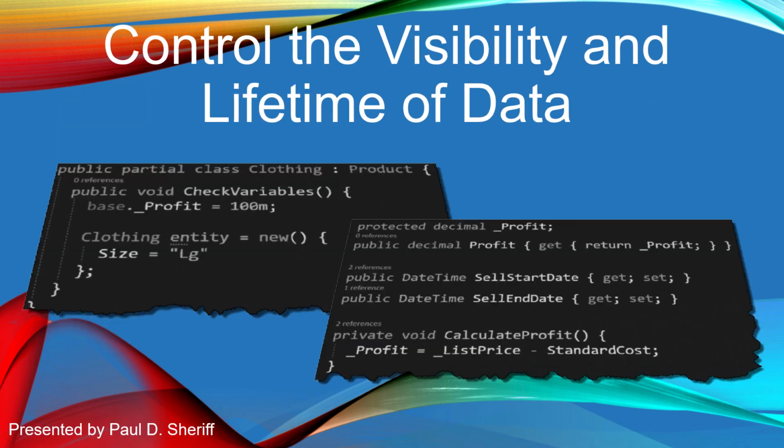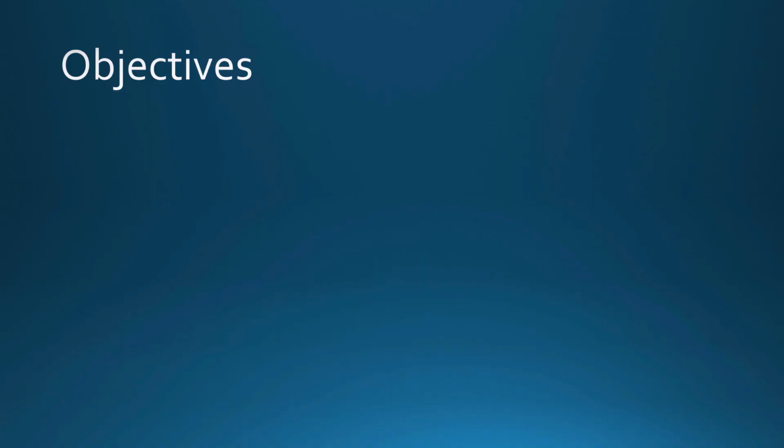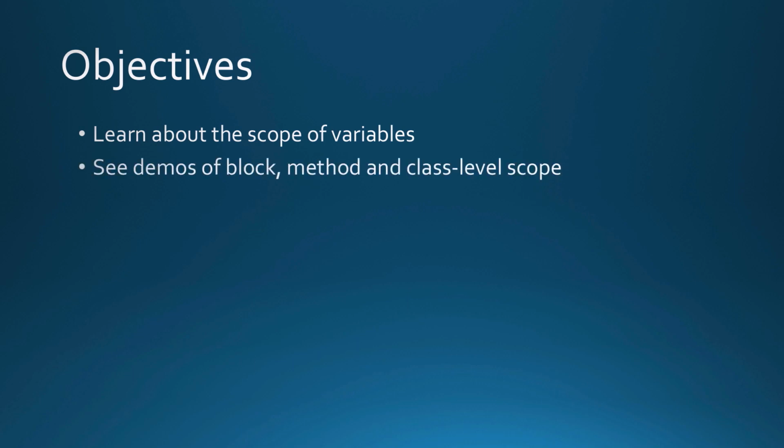This lesson is Control the Visibility and Lifetime of Data. The objectives for this lesson are to learn about the scope of variables, see demos of block, method, and class level scope, learn how to use static methods and classes.